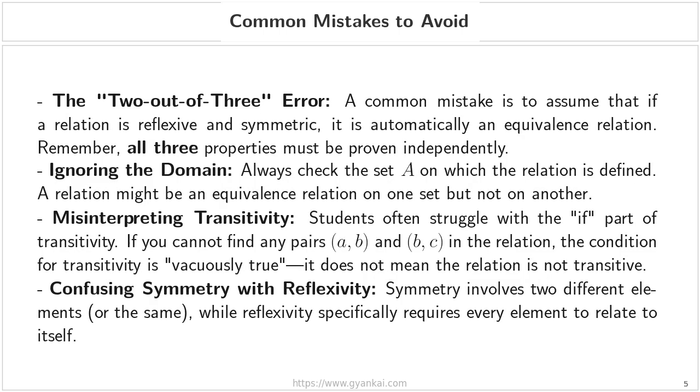Finally, avoid confusing symmetry with reflexivity. While they may seem similar, they are distinct. Symmetry involves the relationship between 2 elements, where if A is related to B, then B must be related to A. Reflexivity, on the other hand, is a specific requirement that every single element in the set must be related to itself. By keeping these warnings in mind, you will be much more precise in your proofs. Now, let's move to the final slide to summarize our key takeaways.